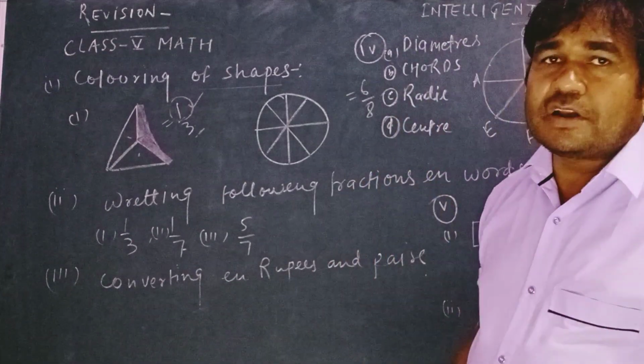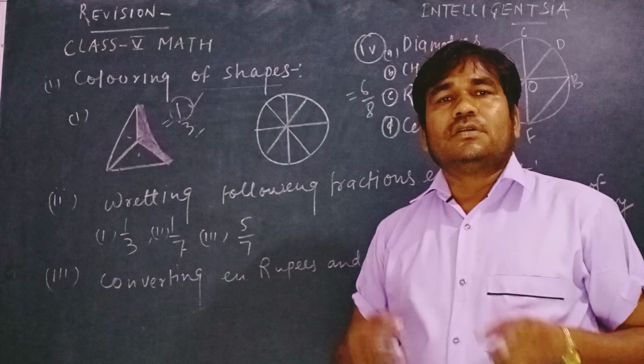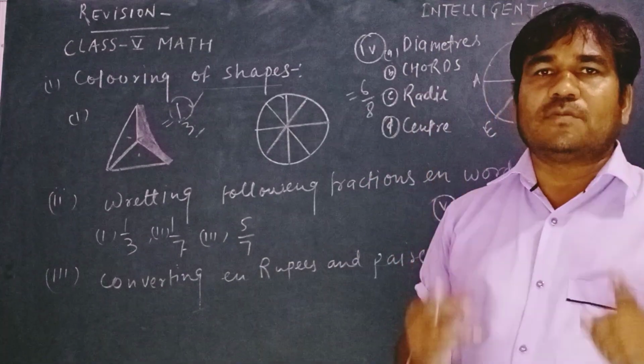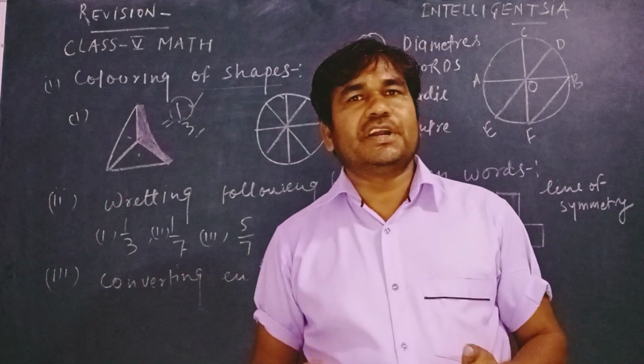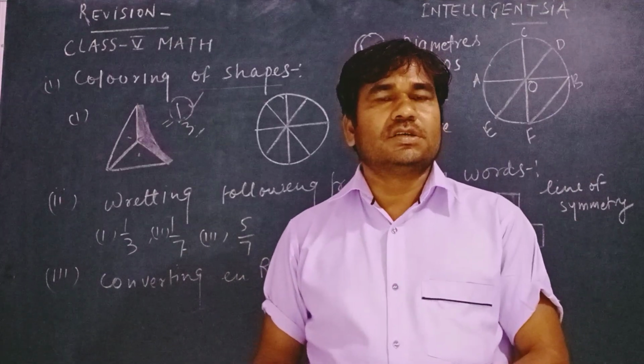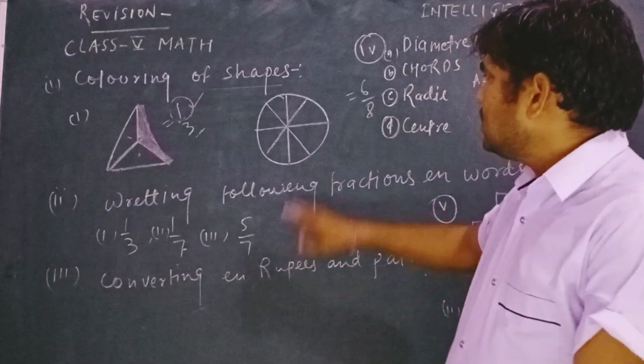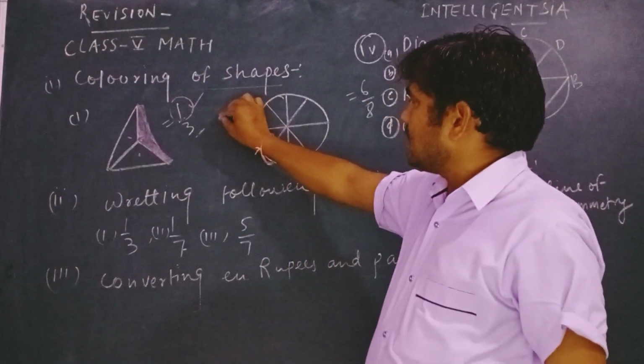So you should remember, students, the number which comes in place of the numerator, you have to color that many parts in the shape. And second, we see an example.